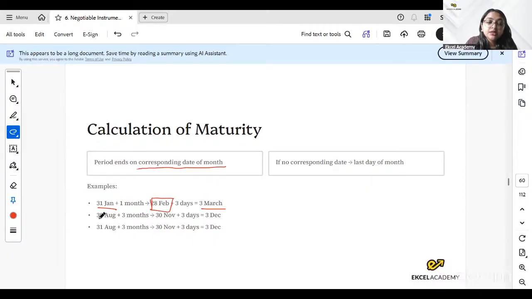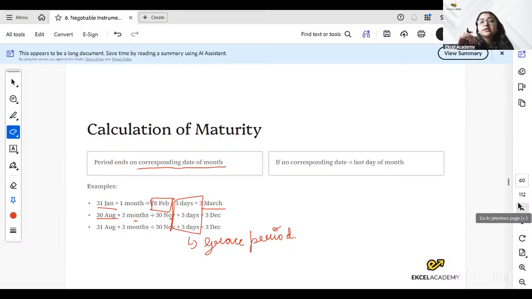Similarly, 30th August plus 3 months is 30th November plus 3 days. So what are these 3 days? These 3 days are going to be your grace period. I hope you are able to understand the concept of maturity as well as the grace period.